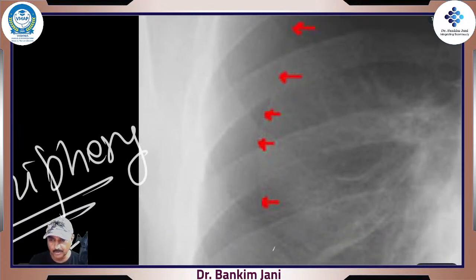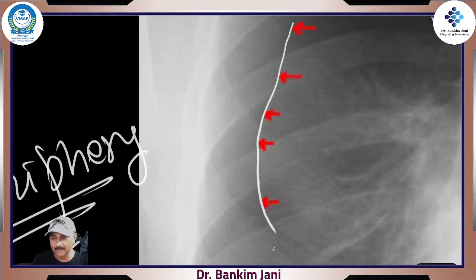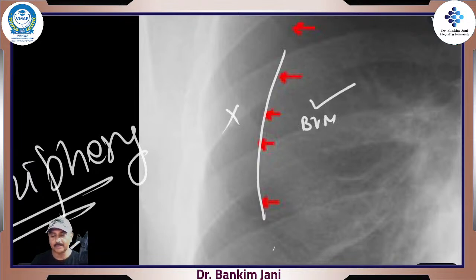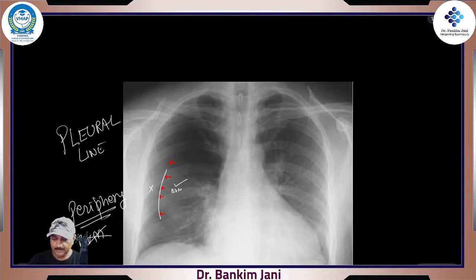I'll first draw, right? Okay. Focus on this part. Now see. Over here, this area, no BVMs. And over here, say if this is the line, BVMs are seen. Over here, they are not. Okay? So this is another pneumothorax, right?